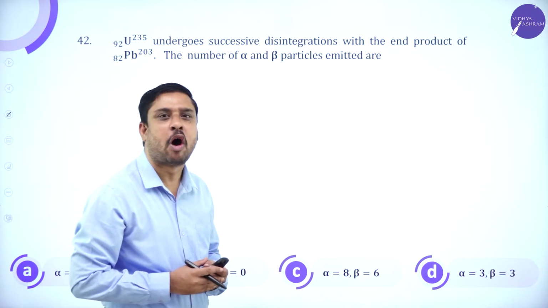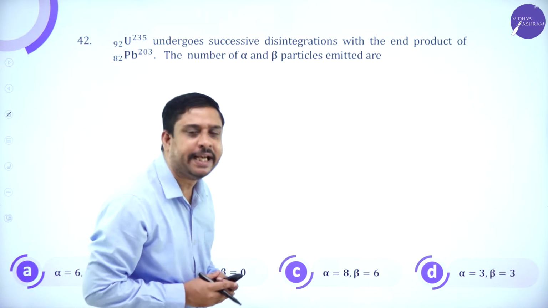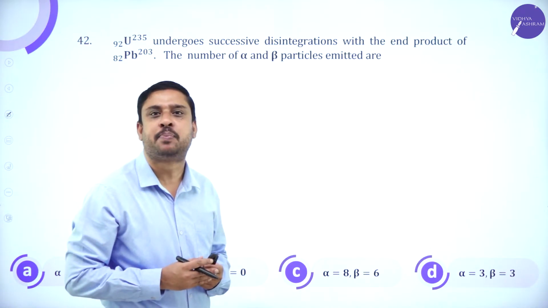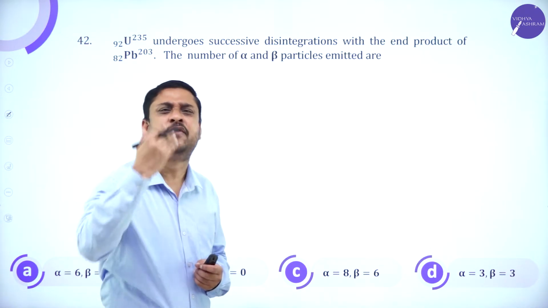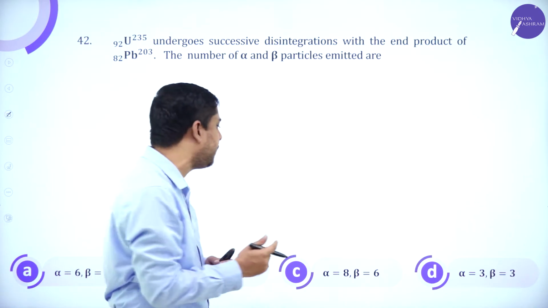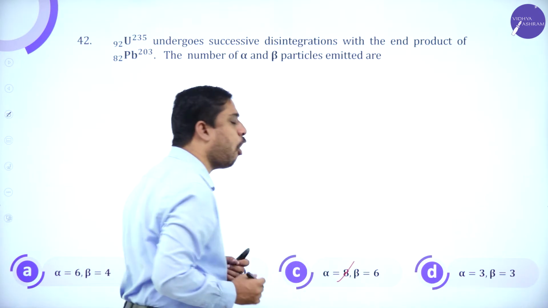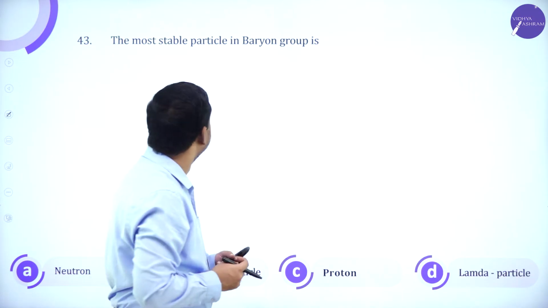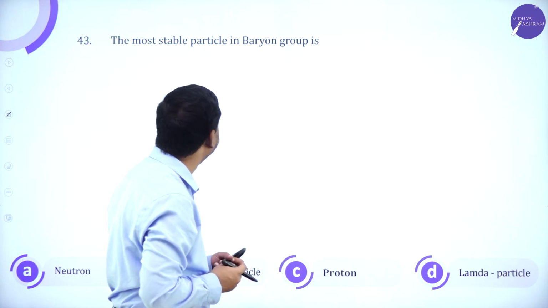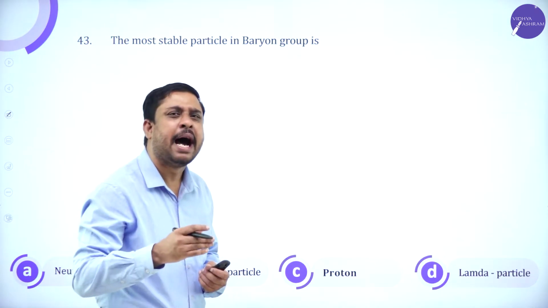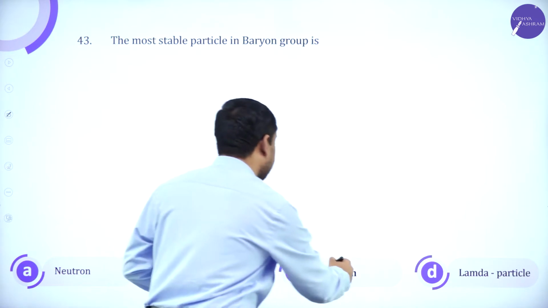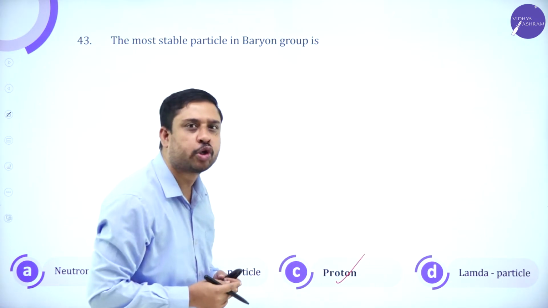To find the number of alpha and beta particles emitted, Soddy's group displacement law. Again, every successive paper I have done, third option will be the answer. The most stable particle in the baryon group, again elementary particles, the previous syllabus, the answer is proton.